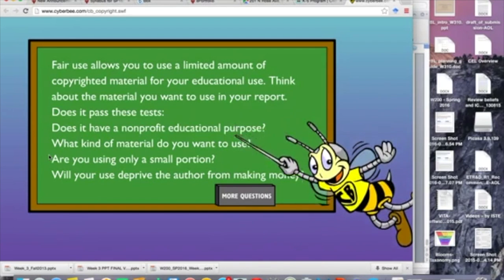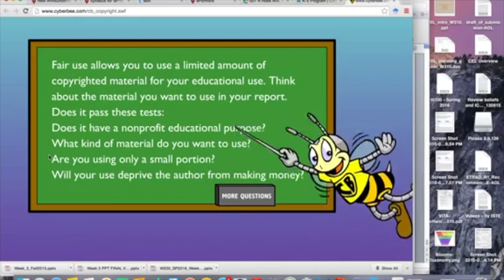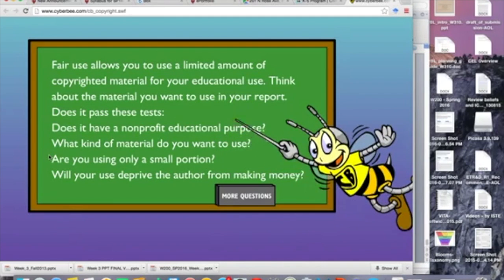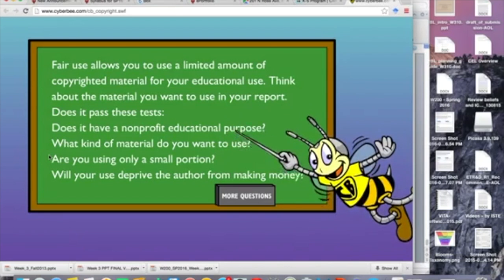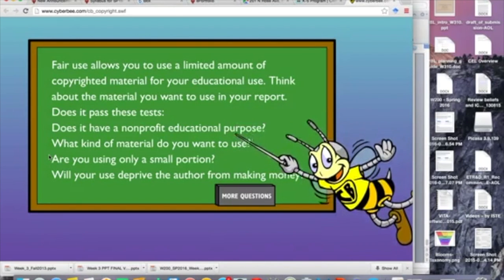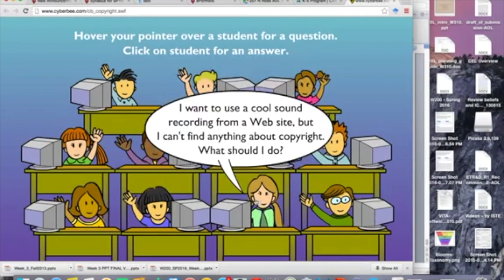And then what kind of material do you want to use? Do you want to use artistic things, or is it facts and figures? Because that makes a difference. Are you only using a small portion of it, or are you using the whole thing? The smaller portions that you use, the more likely it is to be fair use. And will your use deprive the author from making money? Because that's, again, in the long run, the way that we're measuring copyright.